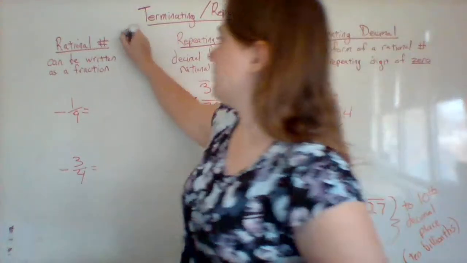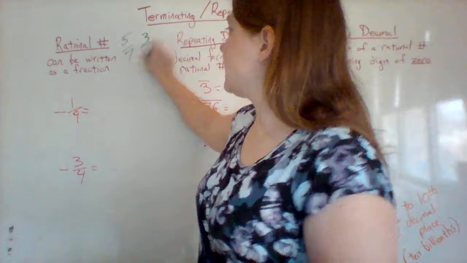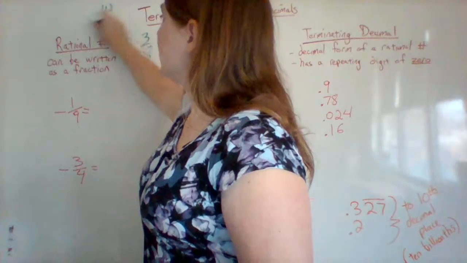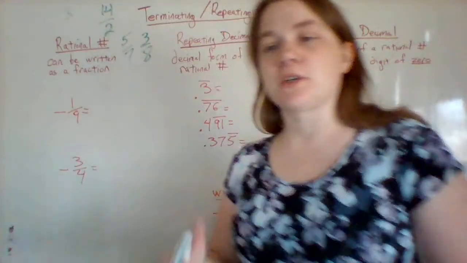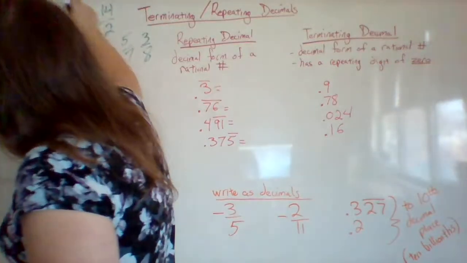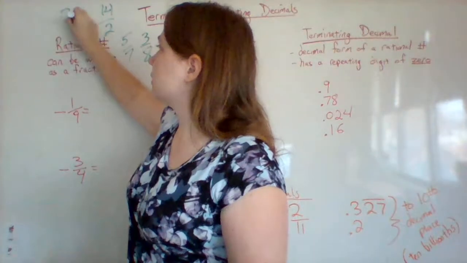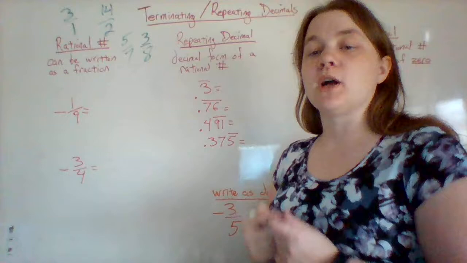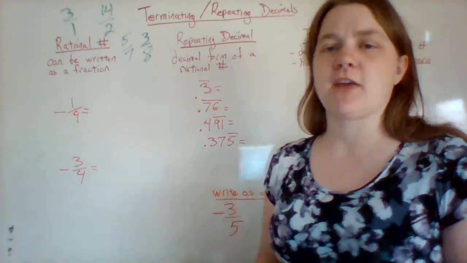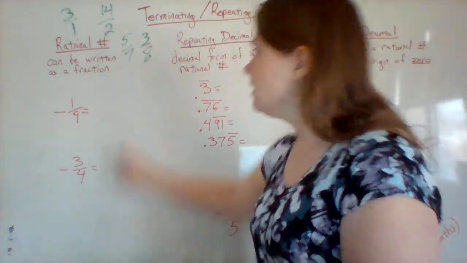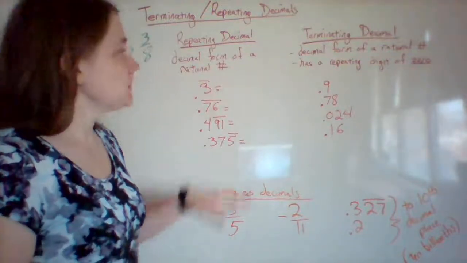So, for example, 5/7, 3/8, 14 seconds, even 3. Even whole numbers are rational numbers because whole numbers can be written as fractions. You just put them over 1. So long as the denominator isn't 0, you're good to go. And when the denominator is 0, you break math anyway, so don't do that. So that's a rational number. Any number that can be written as a fraction.